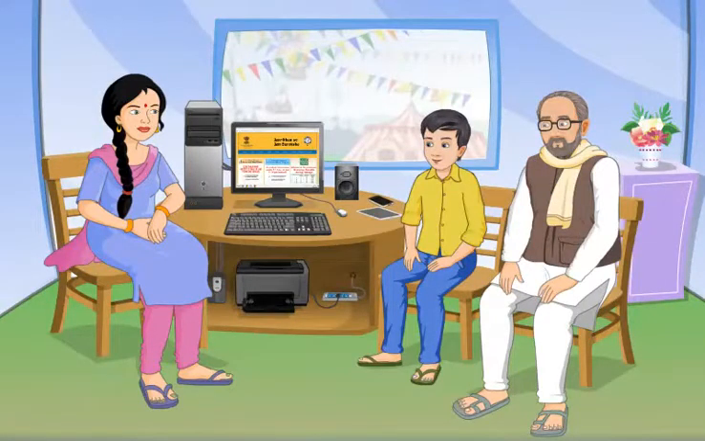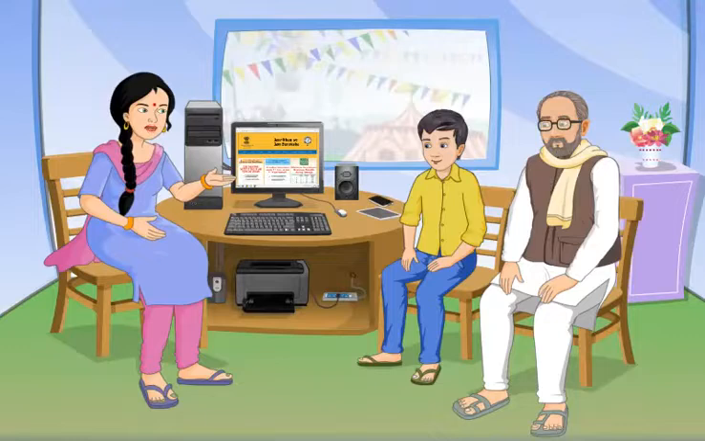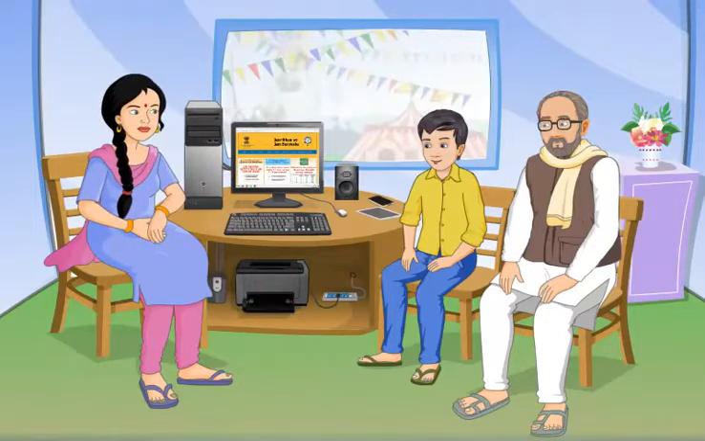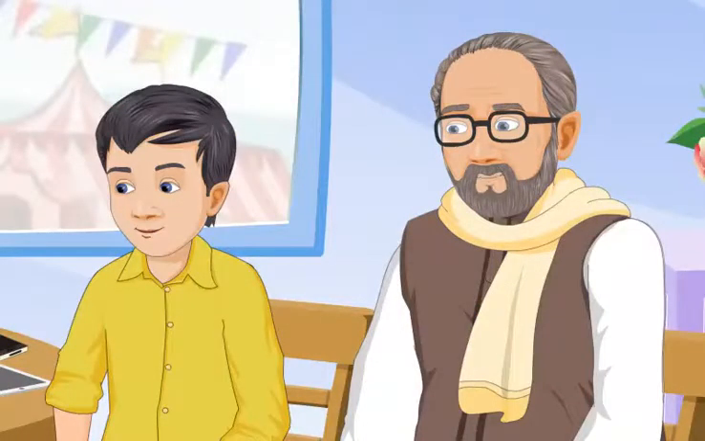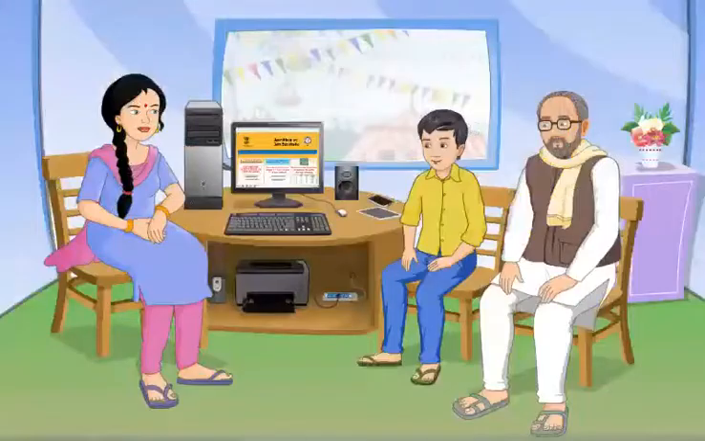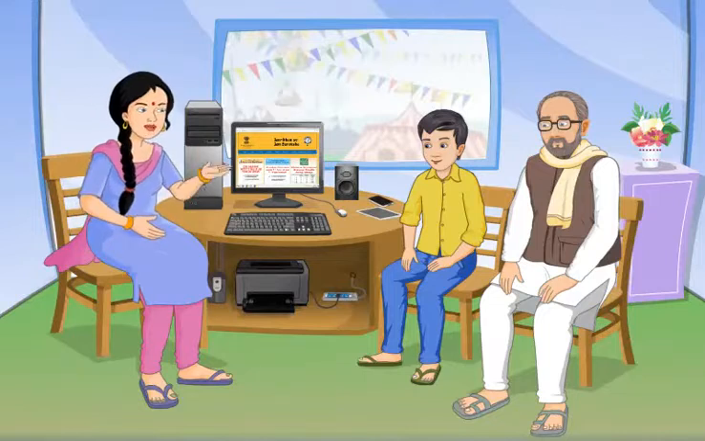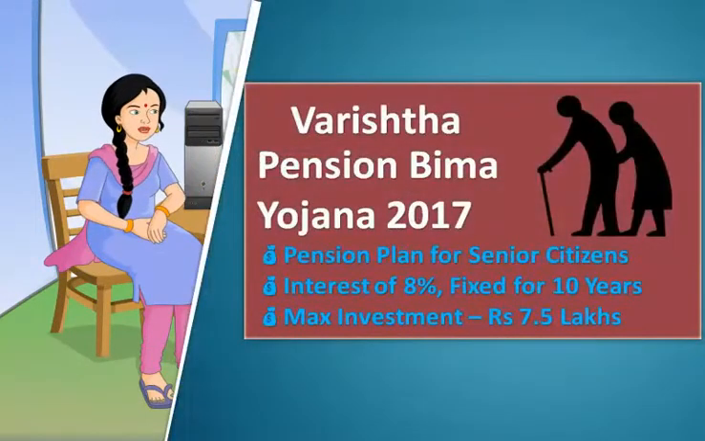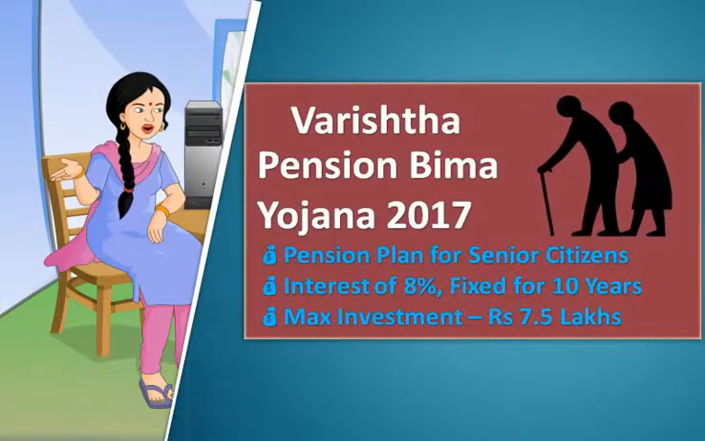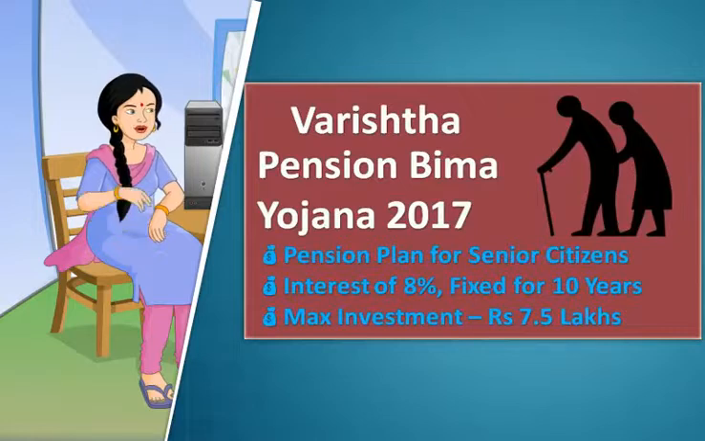Can you please tell us about the age limit to avail this scheme? Yes, sure. The age limit for this scheme is 18 to 70 years. Does government provide any such insurance scheme for senior citizens also? Yes, of course. The Union Cabinet has approved the Varishtha Pension Bima Yojana 2017, that is VPBY, a pension scheme for senior citizens. The scheme will provide an assured pension based on a guaranteed rate of return of 8% per annum for 10 years.